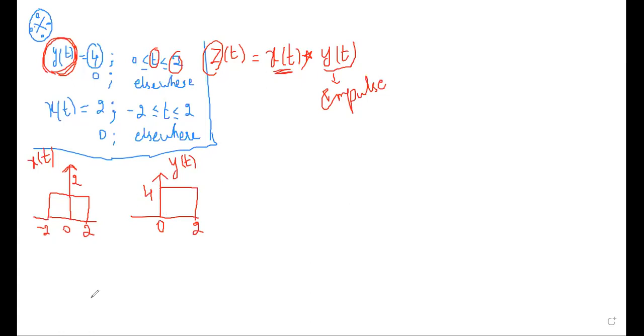So up to this, everyone knows how to do it. The next step is we will do with the tau term. So x of tau is equal to, the diagram will remain the same, but only the variable I am changing. That's it. So t I have replaced with tau: -2, 0, 2.